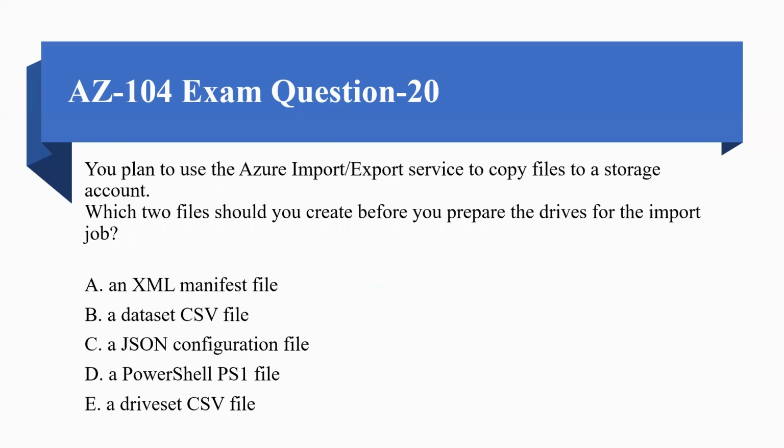Option A, an XML manifest file. Option B, dataset CSV file. Option C, JSON configuration file. Option D, PowerShell PS1 file. Option E, driveset CSV file. Correct options are option B, dataset CSV file, and option E, driveset CSV file.